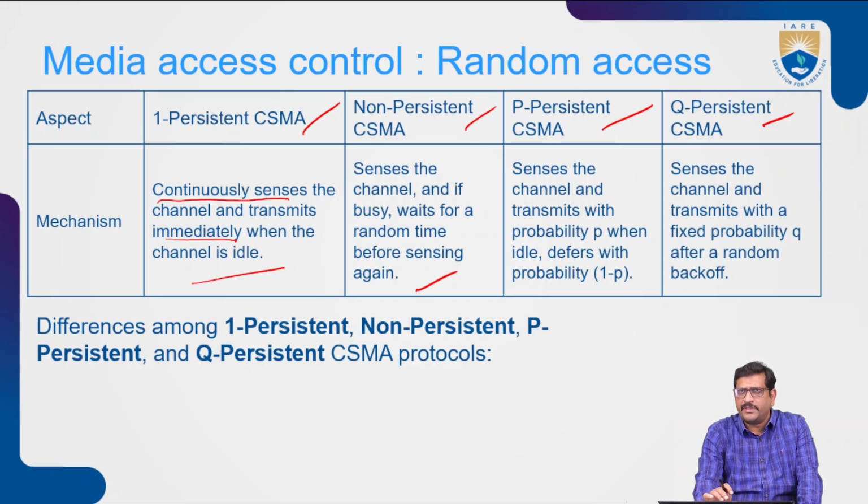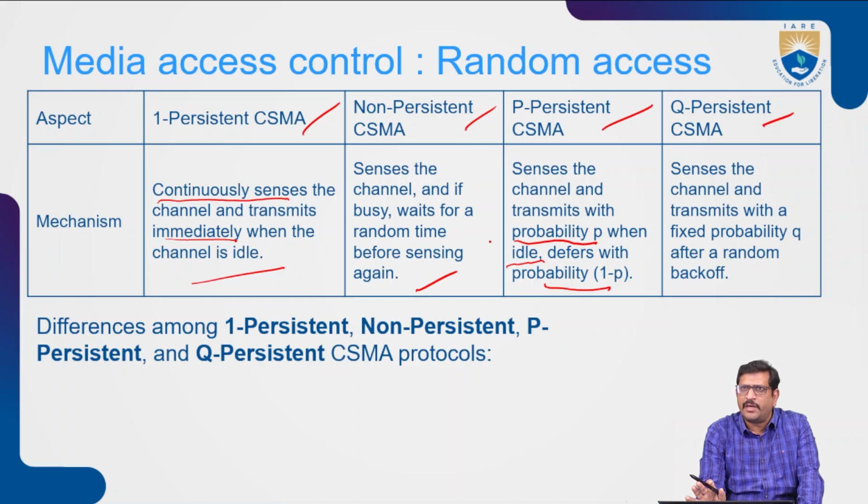Next is p-persistent CSMA. P-persistent CSMA senses the channel and transmits with a probability, based on whether the channel is available, that is, whether the channel is idle or not. What is the probability of the channel being idle? Based on that probability, data and signals can be transmitted, which differs from the other persistency types of CSMA.